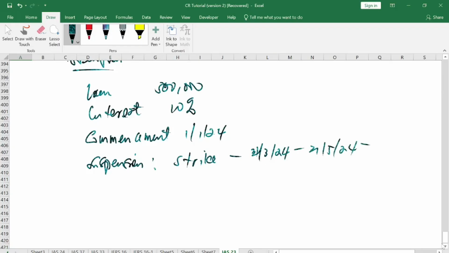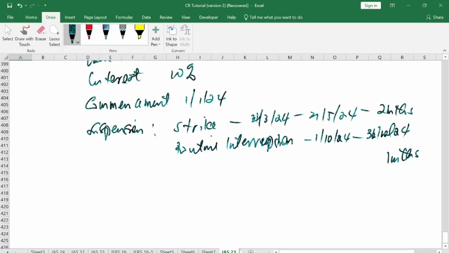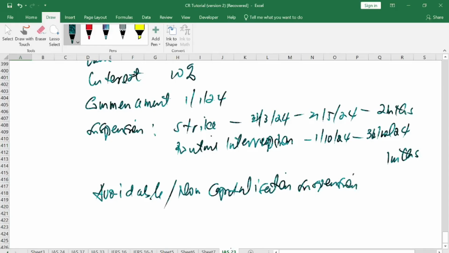How many months? There's 2 months in there. And we have also a routine interruption, which happened on 1st October 2024, which is 1 month. So as I earlier indicated, some of the months are not natural, others are natural. So here, the avoidable or non-capitalization suspension is 2 months.